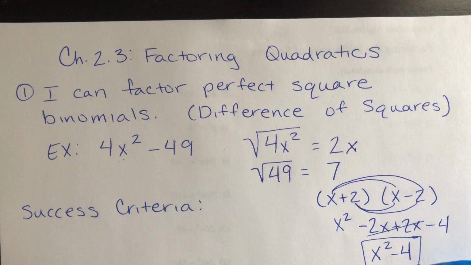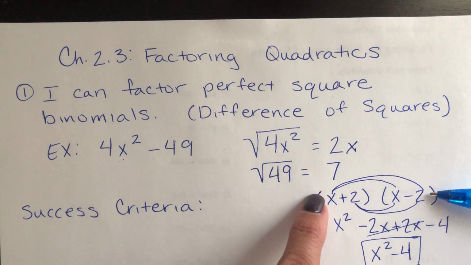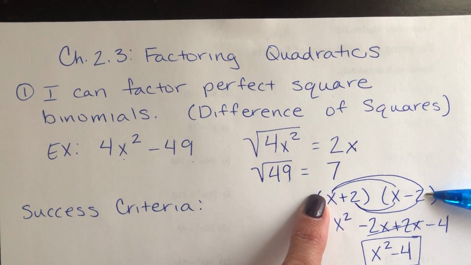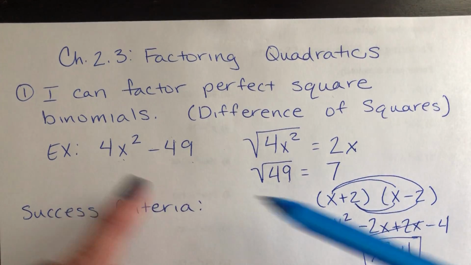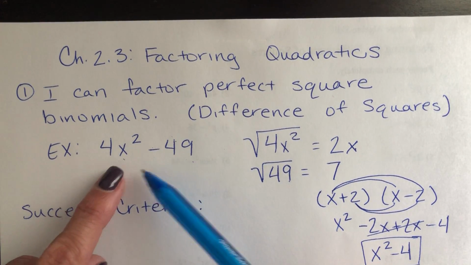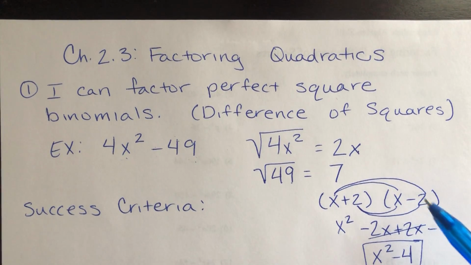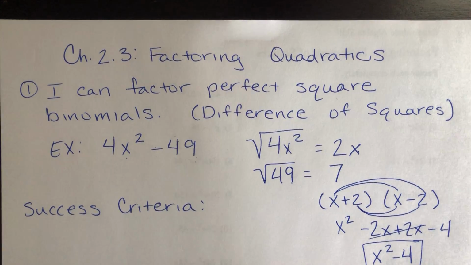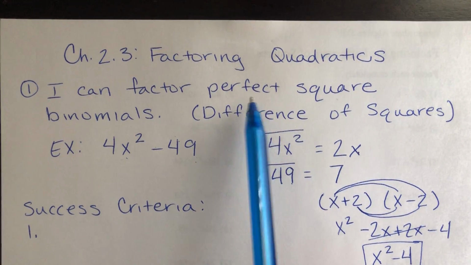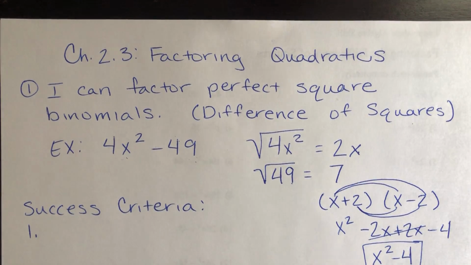So what we're doing is we're starting here, and we're going to work to find this, and that's called factoring. We're starting here with 4x squared minus 49, and we want to break it down so it looks like this. The first thing we need to know is the formula for these difference of squares, or these perfect square binomials. And here it is.